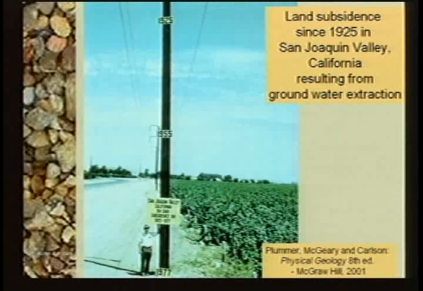This is a really striking photograph. This gentleman down here for scale is showing us what happened in the San Joaquin Valley in California because of groundwater extraction. Up here on this post is the year 1925. In 1925, that was the level of land in the San Joaquin Valley. But because of intense irrigating practices and intense farming, the land has subsided to the location of the man in 1977. Subsidence can be a serious problem.